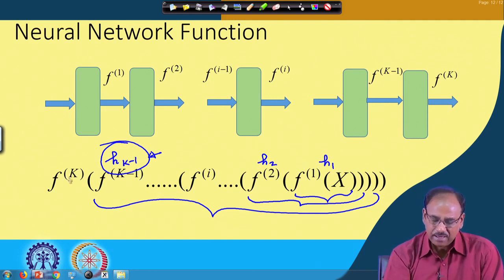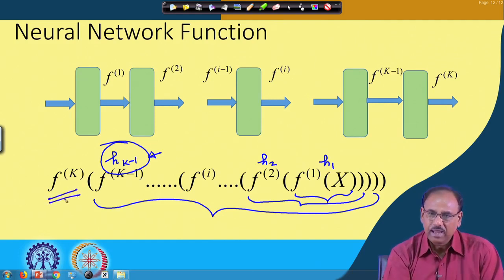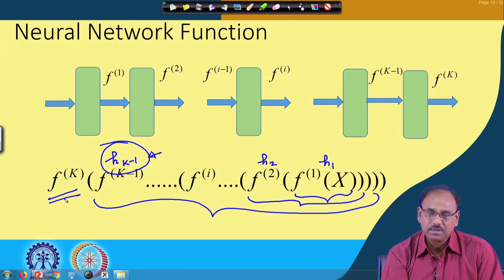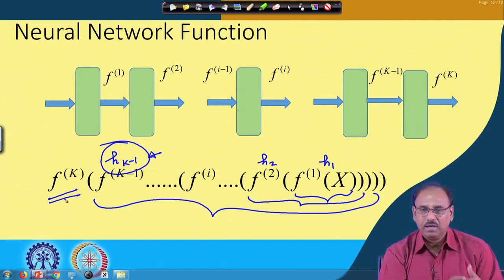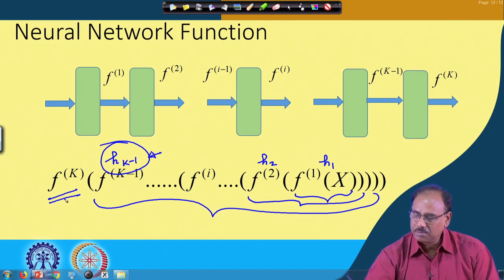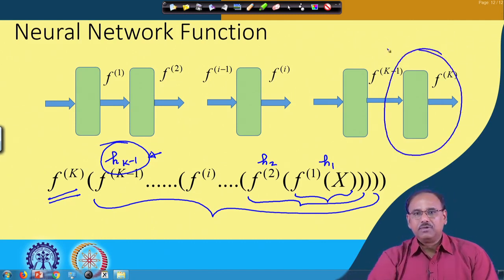And once I have that, the final one, that is f_k, can be a linear machine, or a linear classifier. So I have a set of operations which maps an input vector nonlinearly into a space where the classes are linearly separable. And once they are linearly separable, then in the final step, I can have a linear classifier. That is what a multi-layer feed-forward neural network does.